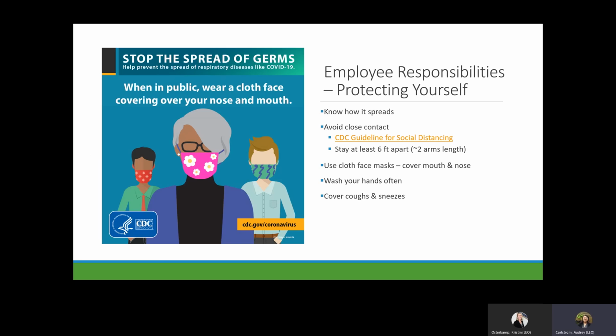The best way to protect yourself from COVID-19 is to know how the virus spreads. Primarily person-to-person contact and contact with respiratory droplets are thought to be the most common ways the virus spreads. This is why it's important to avoid close contact with others. CDC has tips for social distancing on their website. As a general rule, try to maintain a 6-foot distance from others. This is approximately 2 arms lengths.